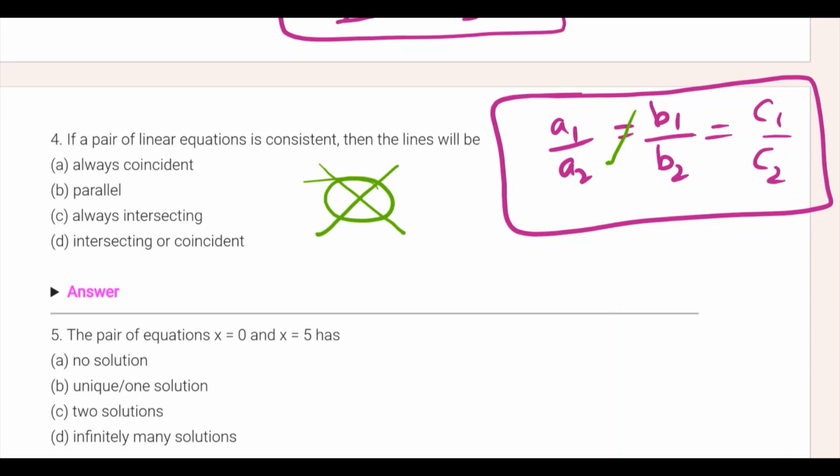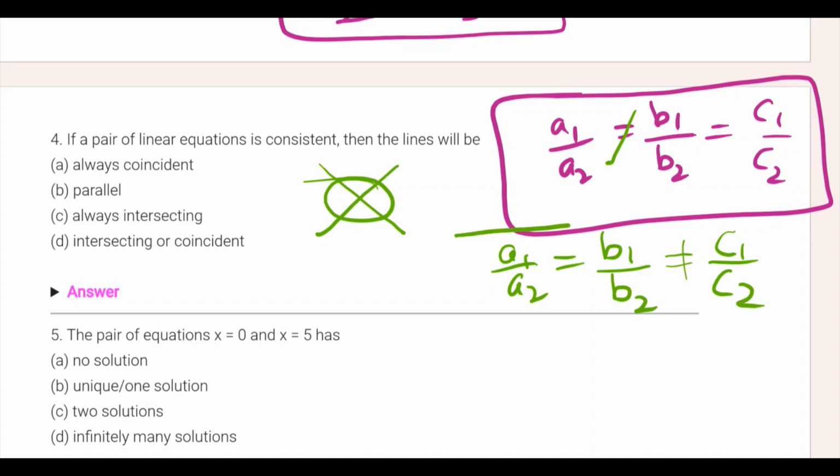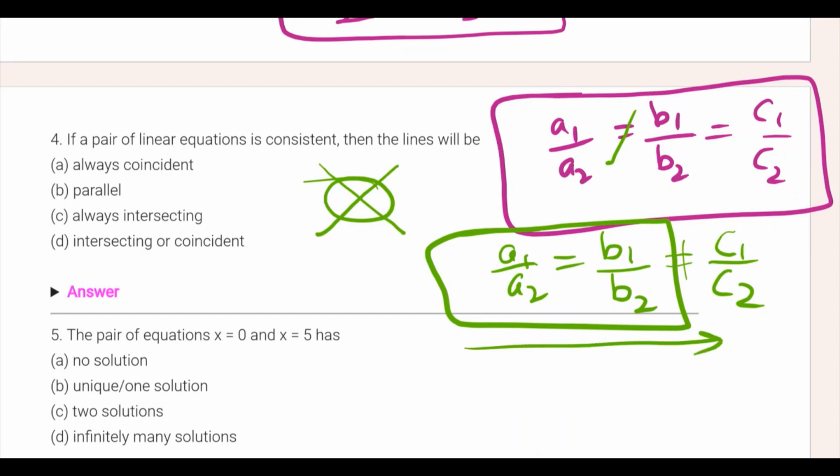The second possibility: if a1 by a2 equals b1 by b2 and these two ratios are not equal to c1 by c2, we say that the lines are parallel. And if the lines are parallel, there is no solution. And if there is no solution, we say they are not consistent. The system of equations is inconsistent.